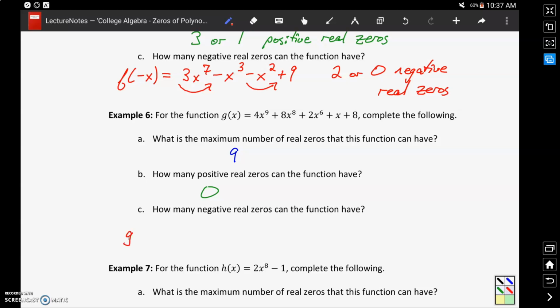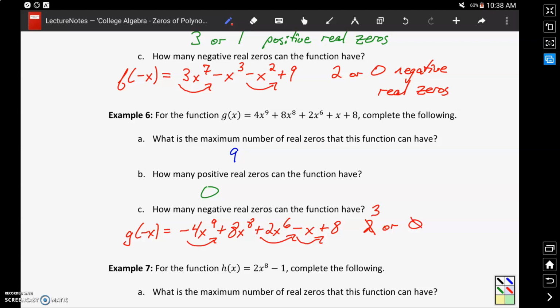If we evaluate g of negative x, we'll get negative 4x to the 9th, plus 8x to the 8th, plus 2x to the 6th, minus x, plus 8. This means that now we have 2 different sign changes occurring. So we can have either 2 or 0 negative real zeros occurring for this problem. I'm sorry, let's go back. I actually missed one. So from negative x to plus 8, we get another change. So we could have either 3 or 1 negative real zeros occur for this function.